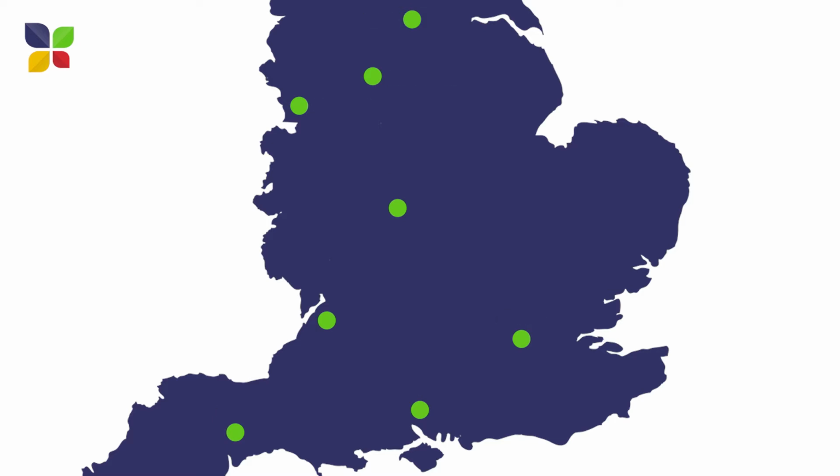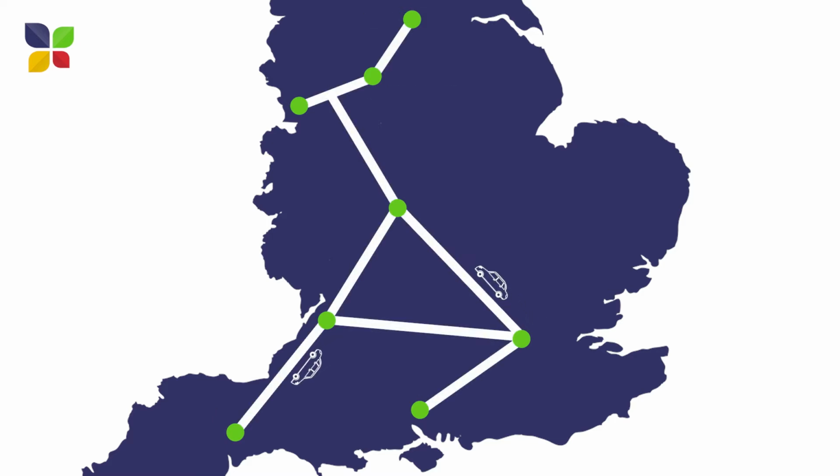In the same way that a motorway allows a car to travel quickly, your core network needs to have enough capacity and reliability to allow data to travel quickly between the locations of your computer system.